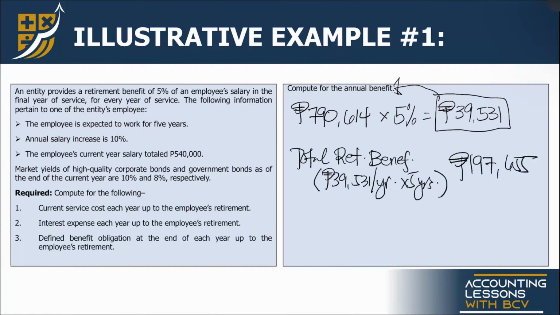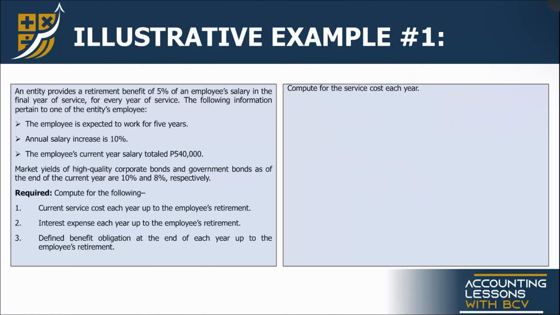No? Yan yung amount na, yung total amount na ibabayad ng company kay employee pag nag-retire na siya after 5 years. Okay? Huwag niyong isipin na every year may binabayad si company kay employee amounting to 39,531. Hindi ganon yun. No? Since this is post-employment benefit, sa dulo pa yan ibabayad lahat. Okay? So that's for the second step. Third step, compute for the service cost each year. Okay. So, how do we now compute for the service cost each year?